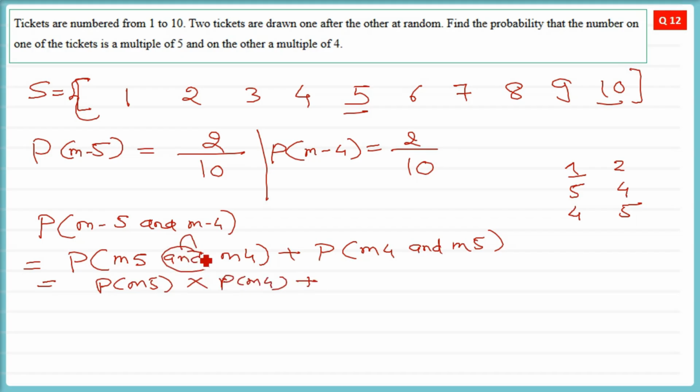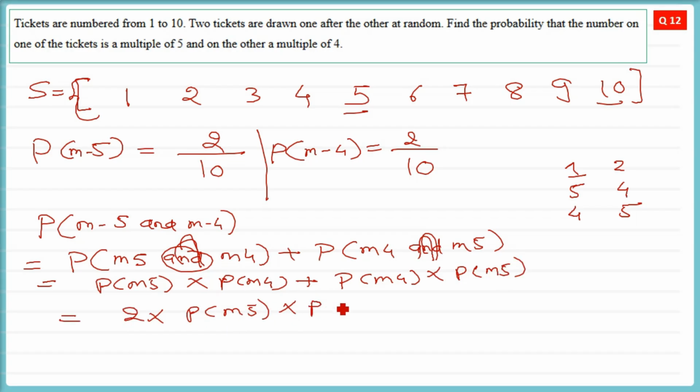So and means intersection here. Similarly here also, we have PM4 multiplied by PM5. So this will be 2 multiplied by PM5, PM4 because they are exactly the same. So you can just write like this. Now I'm just writing something. Alright, whether it's correct or not, you have to tell me.